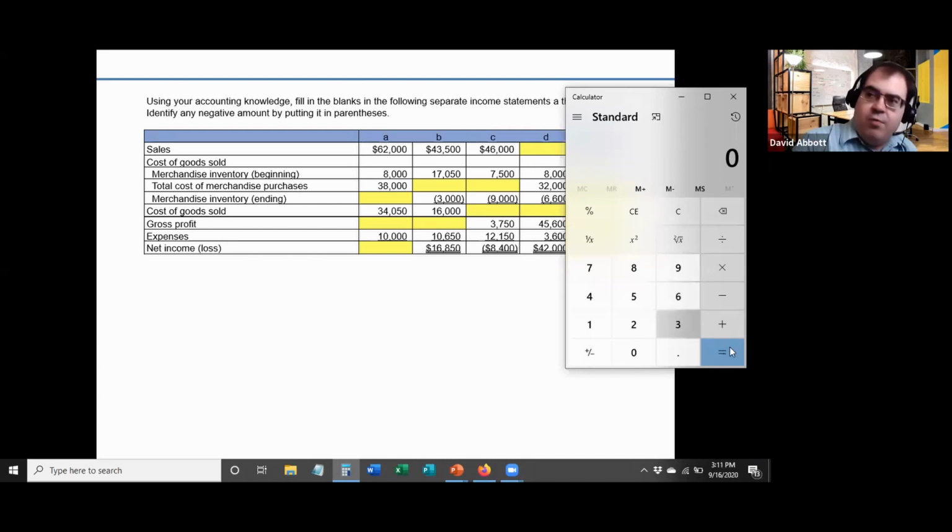So we know that they sold 34,050 is what they sold. So then if we take 38,000, okay, minus 8,000, we know that the ending merchandise inventory is 11,950 negative. Okay.